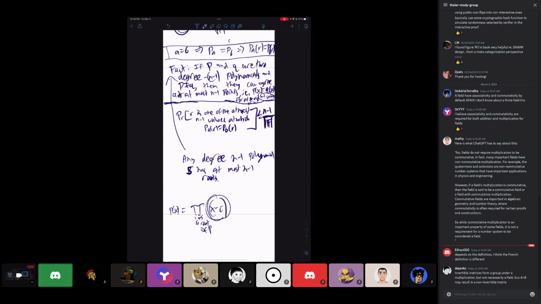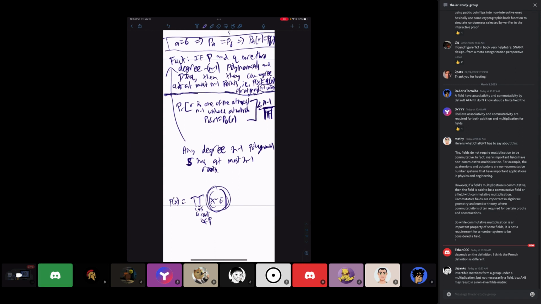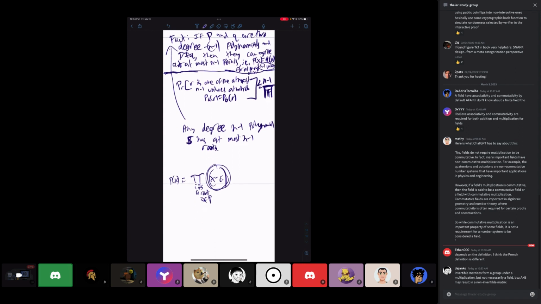So this factor ensures that P of I is 0 because I minus I spits out 0 and 0 kills the whole product. So this tells you that every time you add an extra root to P, you add an extra term to the product, which increases the degree of the resulting polynomial by 1. Anyway, hopefully this is not news to anyone that any degree n-1 polynomial has at most n-1 roots.